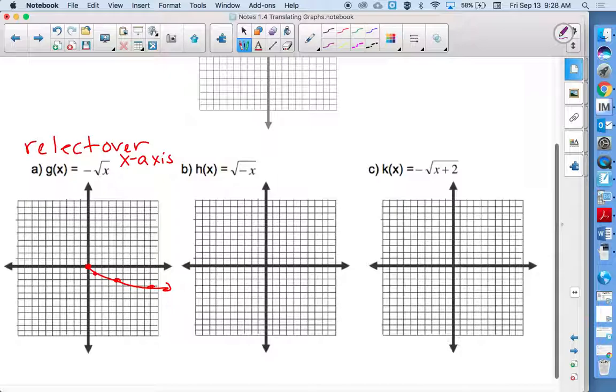So then letter B has the negative with the x. So this one reflects it over the y-axis, because my x's are going to be negative. If I have a negative underneath, I can't plug a positive number in because I can't take the square root of negative 1. But I can take the square root of a negative 1, which is why we're flipping it on the other side, so that my values underneath the radical remain positive.